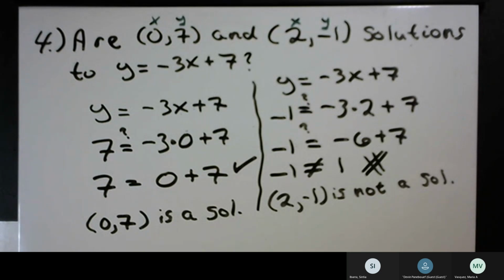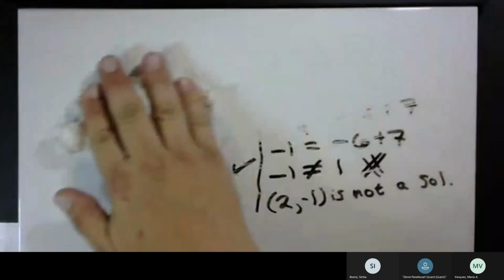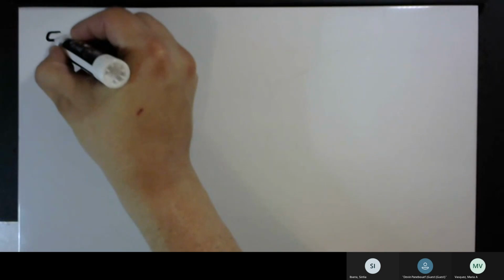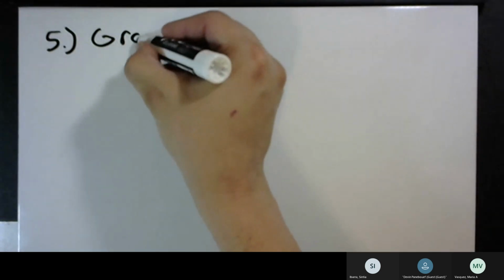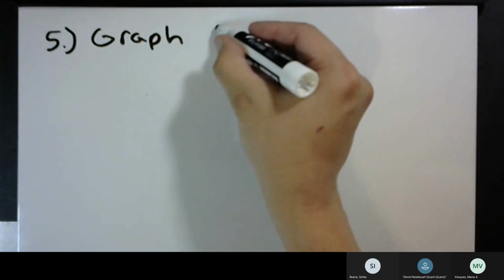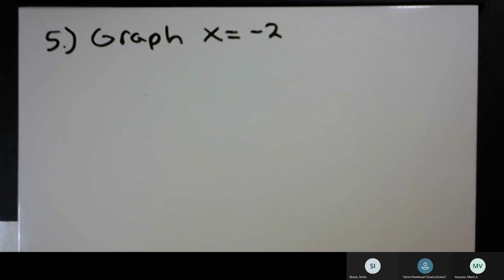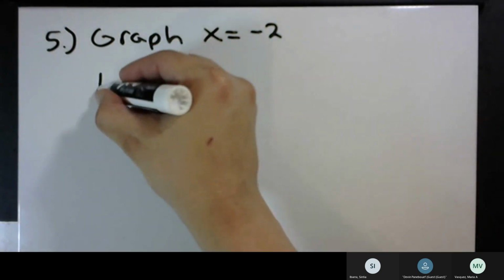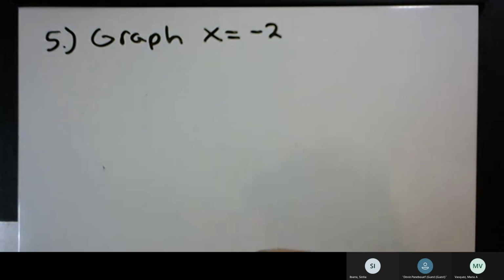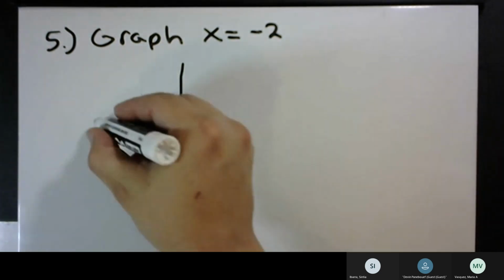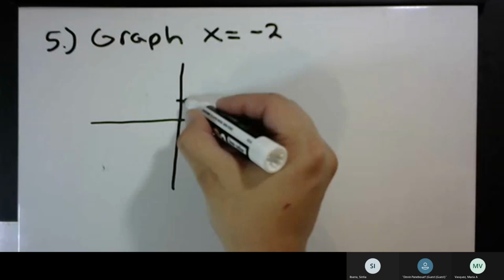All right. So let's say we're going to do this. Let's graph x equals -2. Now, when you have something like this, x equals, this is a vertical line.